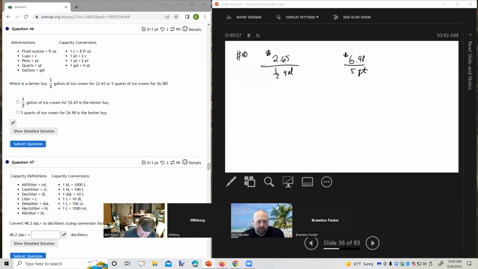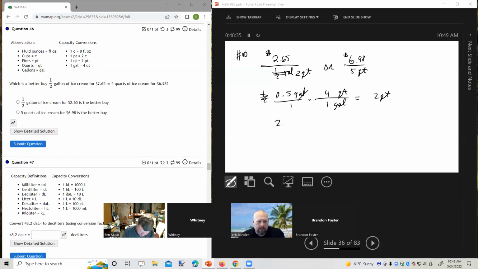All right. Tell you what, let's go with the smaller unit. So 1/2 gallon, I'm going to go 0.5 gallons. And then gallons to quarts. 1 gallon is 4 quarts. So we get 2 quarts. So this becomes 2 quarts. So $2.65 for 2 quarts or $6.98 per 5 quarts.